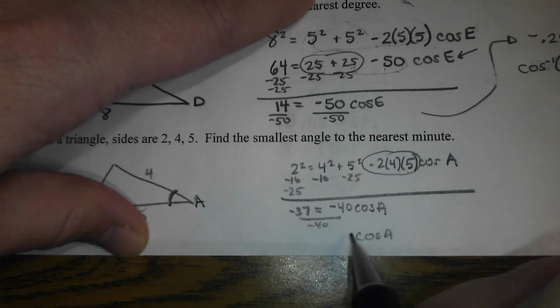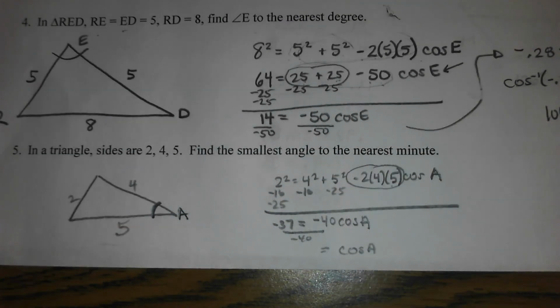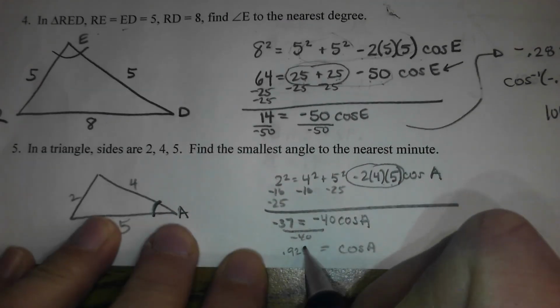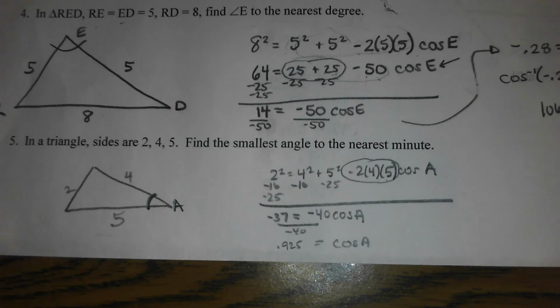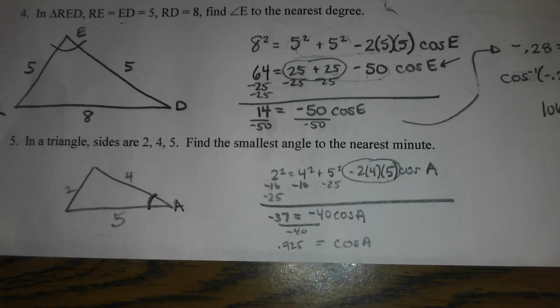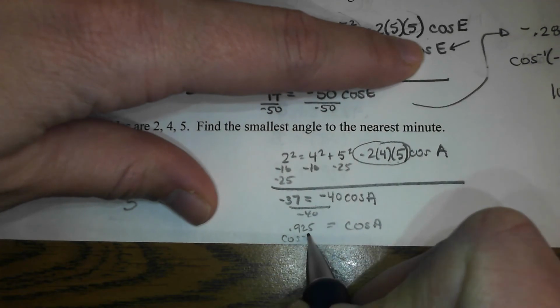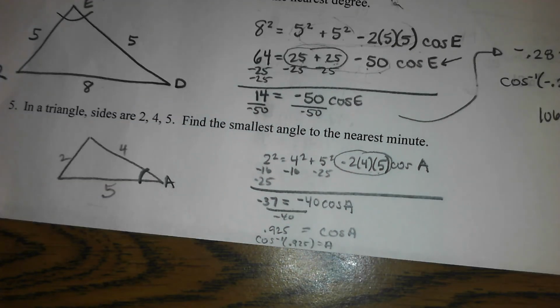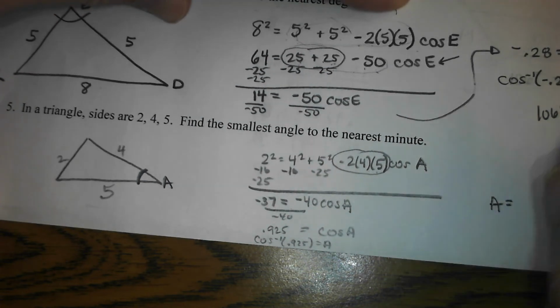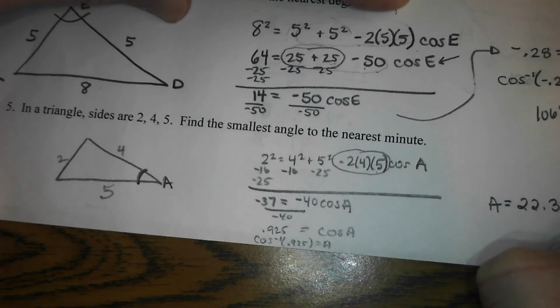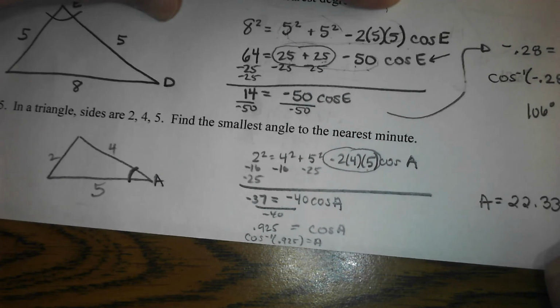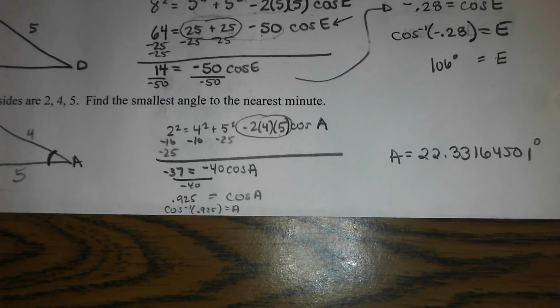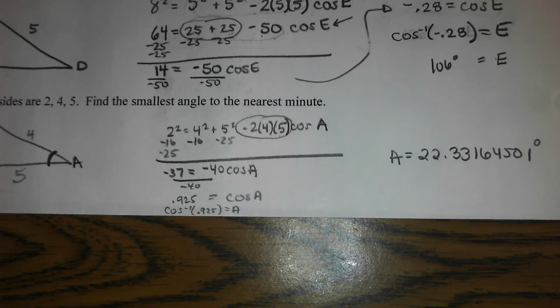Good? Then you divide over your negative 40, which is where I stopped. And cosine A equals 0.925. And then this is where, Carolina, what do I do to solve here? Inverse of cosine. Good. Will give me angle A. So inverse cosine of 0.925. So that's angle A equals 22.33164501. Do we all get that? Yes? Raise your hand if you didn't get that.